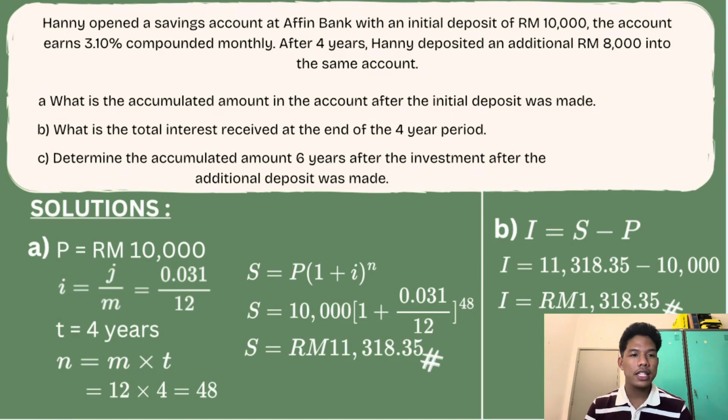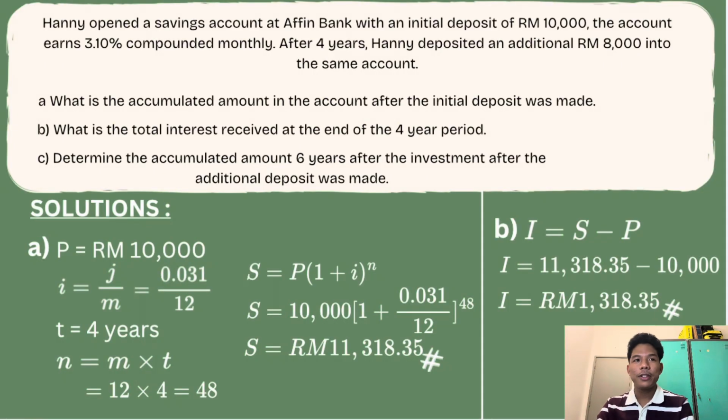B. What is the total interest received at the end of the 4 years period? So the solution is we need to use the formula I equals S minus P. So I equals 11,318.35 minus 10,000. So the answer is I equals RM 1,318.35.